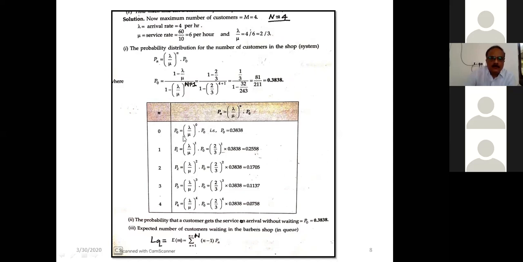For P0, lambda by mu to the power 0 is equal to 1, multiplied by P0, which is 0.3838. So P0 is equal to 0.3838. P1, likewise, is lambda by mu to the power 1, n equal to 1, into P0, and its value is 0.2558. Likewise, we will find the values of P2, P3 and P4, which are respectively 0.1705, 0.1137, 0.0758.